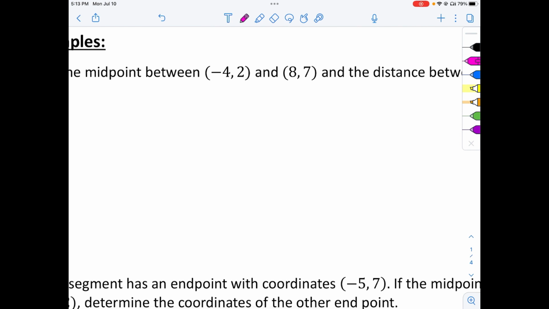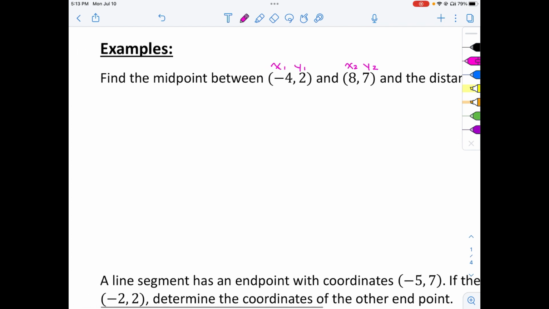So first I'm just going to label my points so that we know which numbers we are putting in where. So I'm going to call this coordinate x1, y1, and this one x2, y2. Okay, and then first I am going to do the midpoint. So we said that my midpoint formula is set up like a coordinate. We do x1 plus x2 divided by 2.